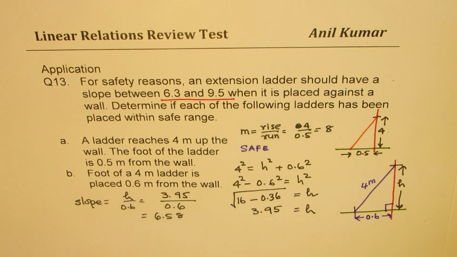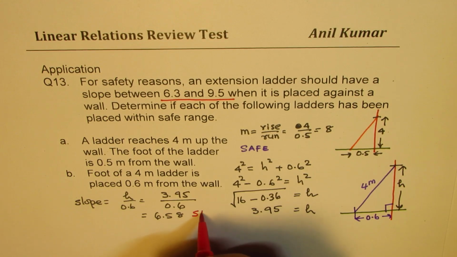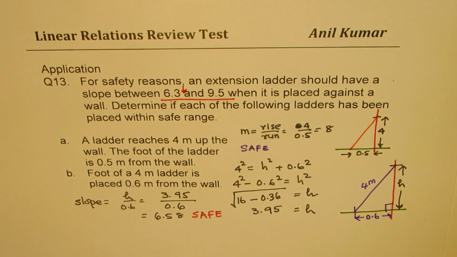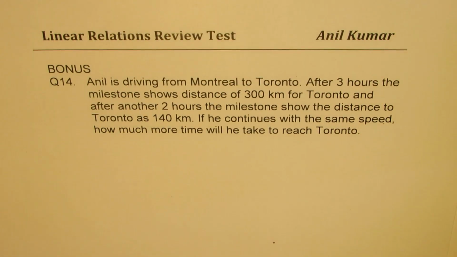Do you see that? So which is also safe. So we got this also safe. Just safe. Do you see that? So we are slightly more than this, and so we are kind of safe. So I hope that helps. So at times you might be given the length of the ladder. So be careful. Perfect. Now let's take the last question, which is the bonus question for us.